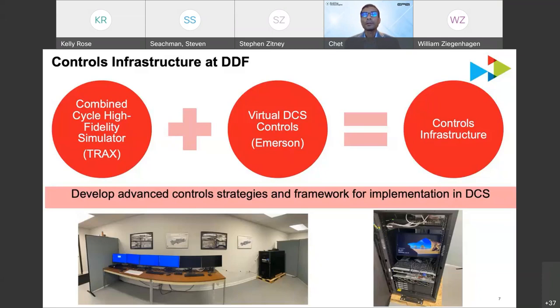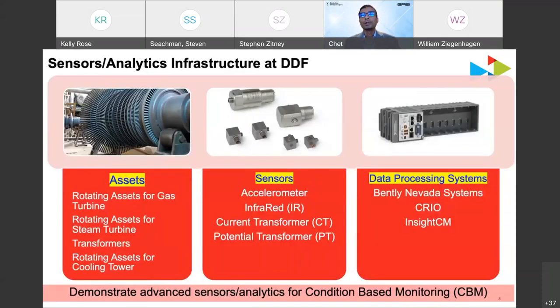Steve, next slide. So on the other infrastructure we have at the digital demonstration facility, we have installed a lot of sensors for condition-based monitoring. So we installed different types of sensors like accelerometers for vibration, infrared cameras, current and potential transformers for motor current signature analysis. And we installed all these sensors on rotating assets for gas turbines, steam turbines, things like lube oil pumps and all the assets related to gas and steam turbine.